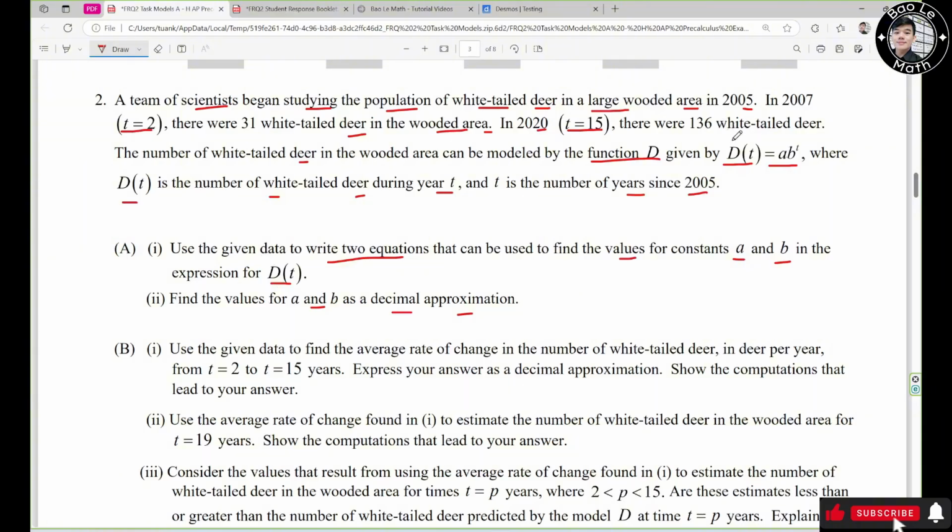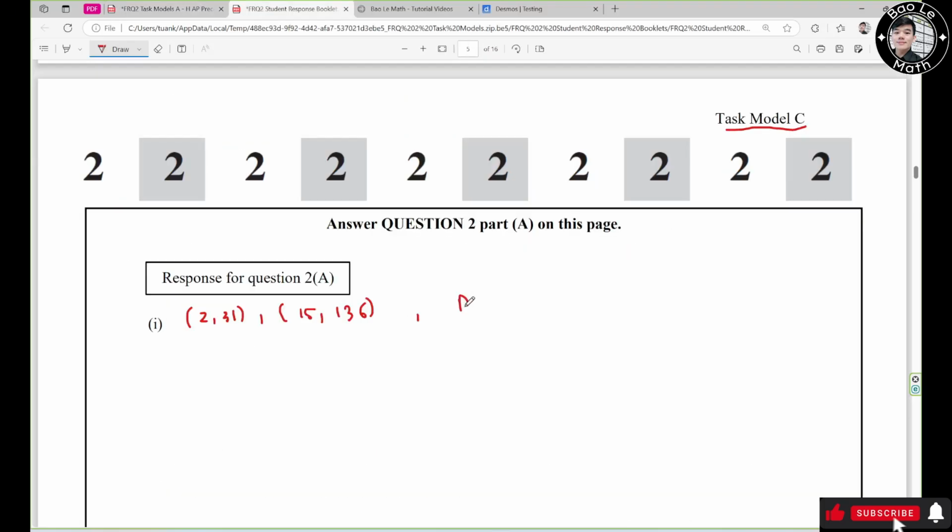Alright, so we have the equation right here, and we have the points. Now, t equals 2 is going to be 31, so the first point is (2, 31). The second one, t equals 15, is going to be 136. d(t) equals a times b to the power of t. So the first equation, with t equals 2, is a times b to the power of 2 equals 31. The second equation is a times b to the power of 15 equals 136.